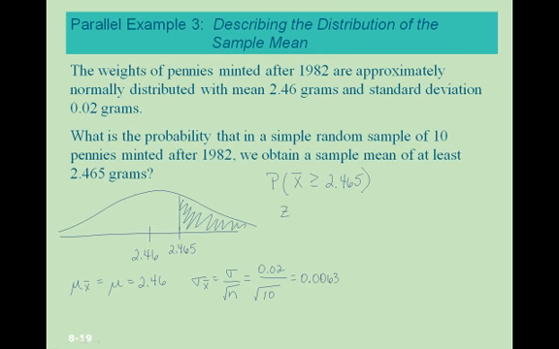So we want to convert this to a z-value. So we take 2.465 minus 2.46 divided by our new standard deviation value, which was 0.0063. And we get a value of 0.79. So we want to find the probability that z is greater than or equal to 0.79.